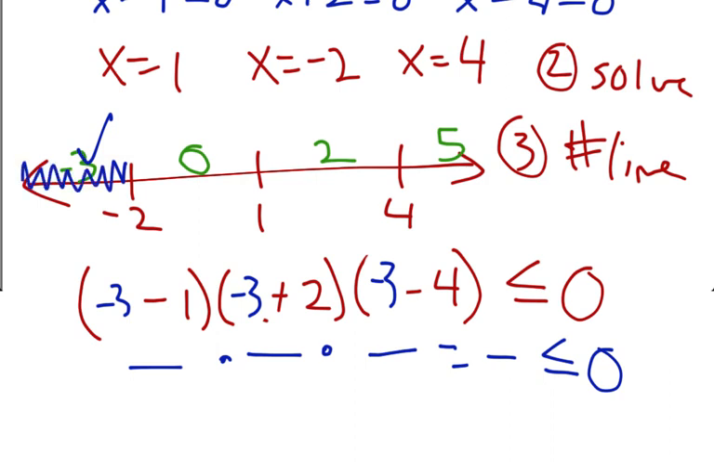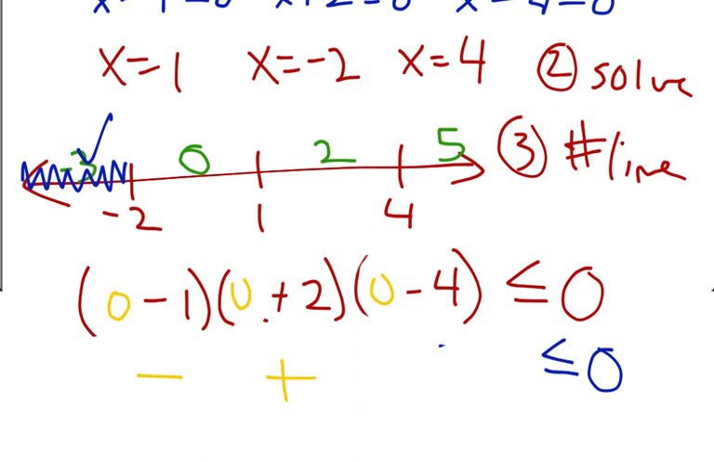Okay? So now we're going to try the next one. I'm going to erase this part and plug in my 0. If I plug in my 0, I'm going to be left with negative, positive, negative. And if I multiply that out, that'll turn out to be a positive. A positive is not less than 0, which means this area fails the test. So that is not part of your solution.